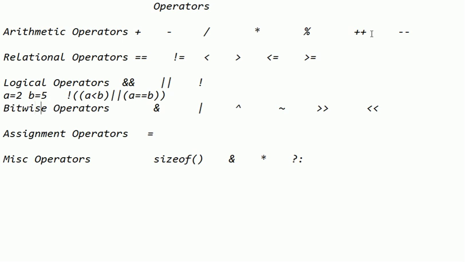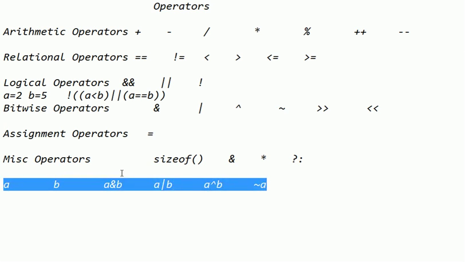So next we'll move to bitwise operator. In bitwise operator, the operation is performed bitwise. So let's consider an example for bitwise operator. I'll draw a table for you for better understanding.